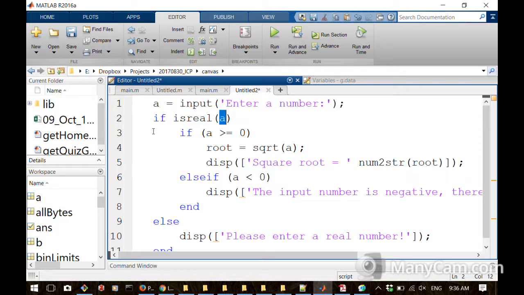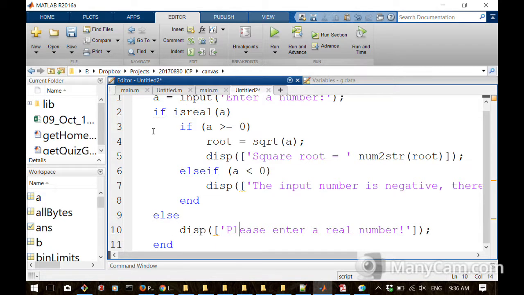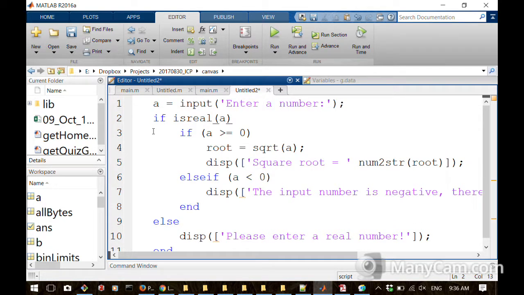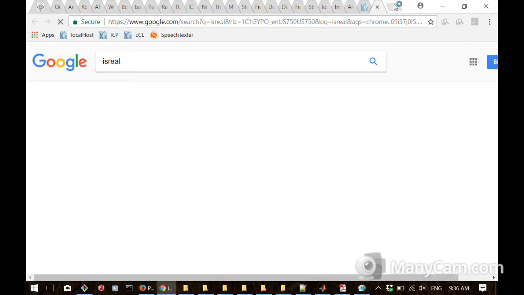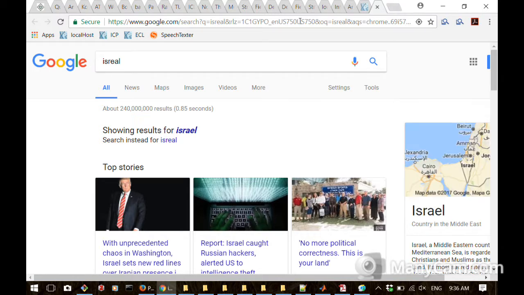First I check if the number is real. And if it's real, then in the next step, I make sure it's positive. If it's positive, then I calculate the root. And if it's not, then I get out. But now the problem is, how can we get a function that tells us if that's a string or not? I don't remember anything else. Let's try this. Is real. Oh, it's going to give us is real.